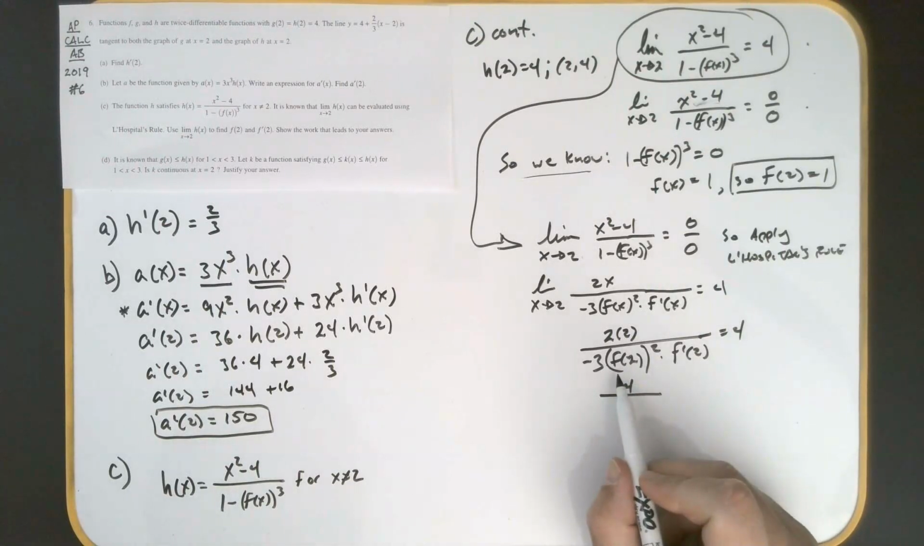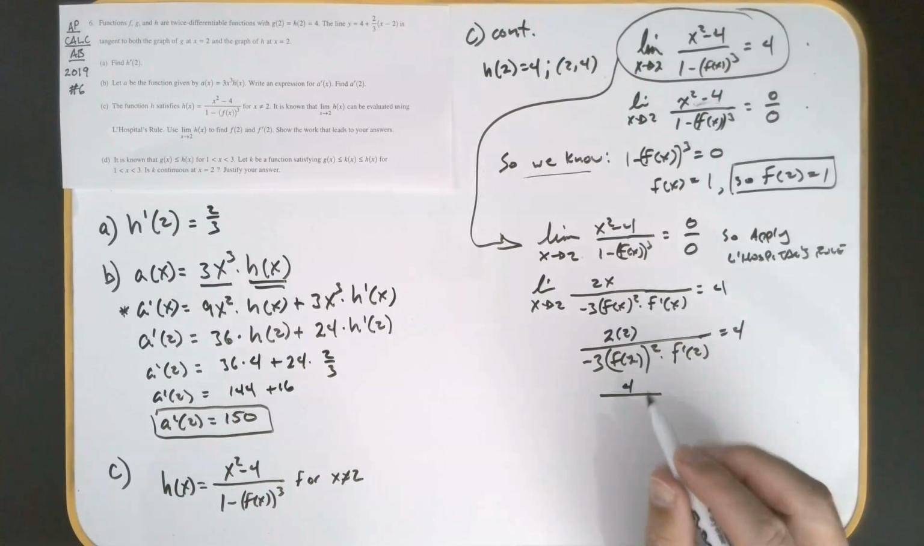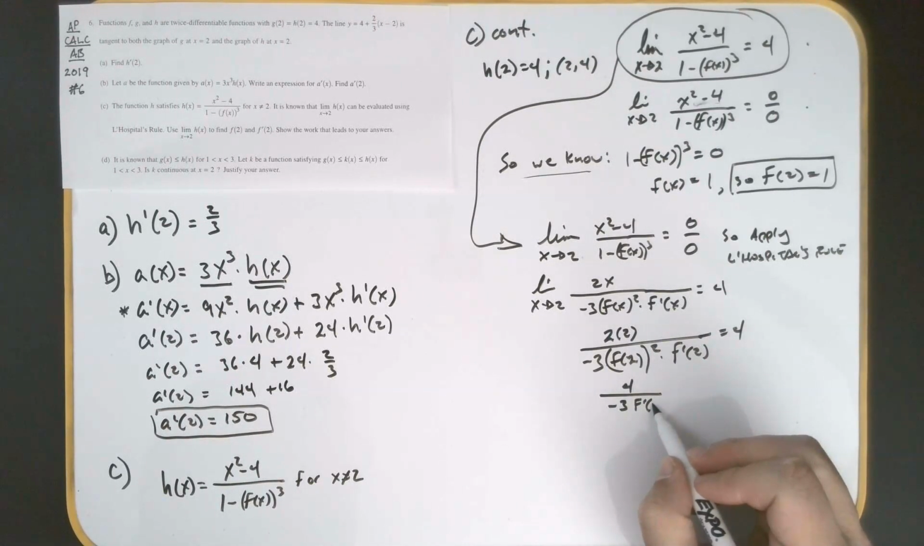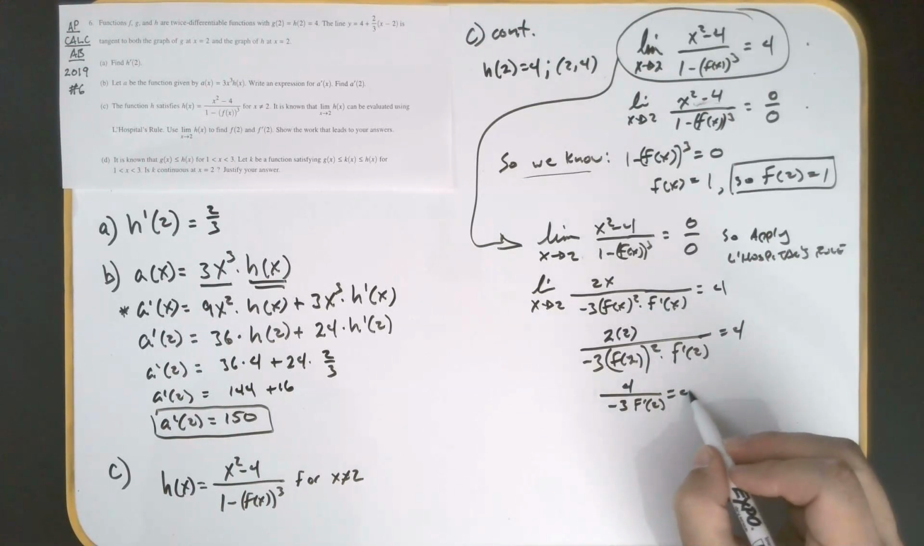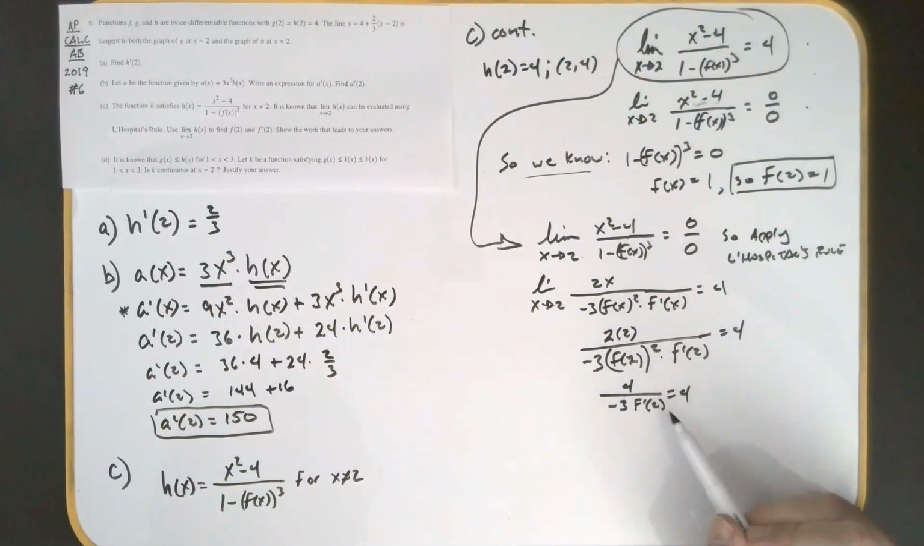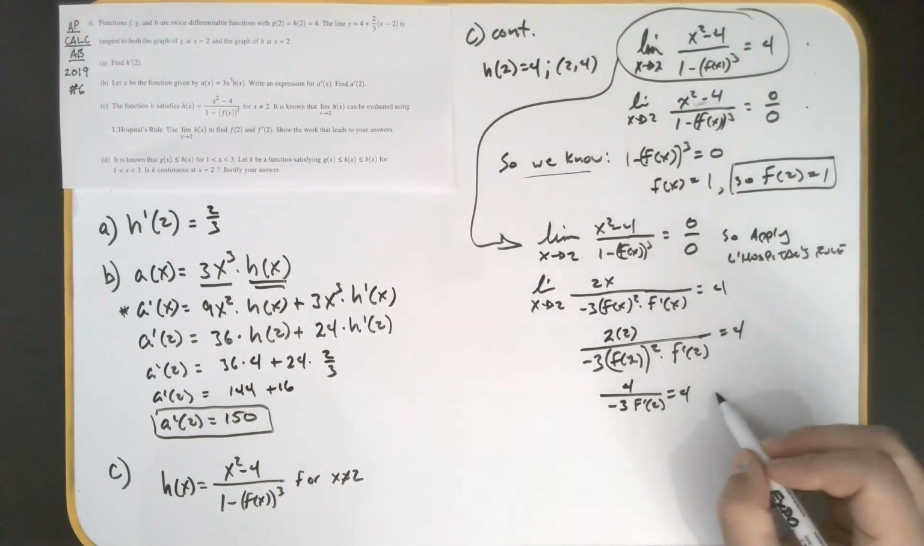And in the bottom, f of 2 we had solved for being 1. 1 squared is 1, so in the bottom here I get negative 3 times f prime of 2. And that is equal to 4 is what we're getting. So what if I multiply both sides by f prime of 2 and divide both sides by 4?